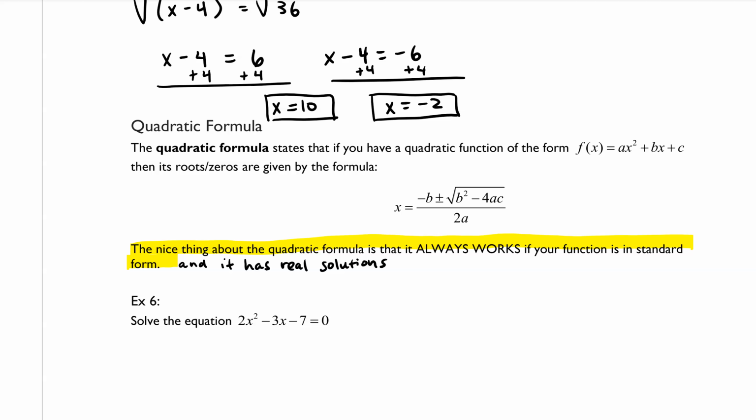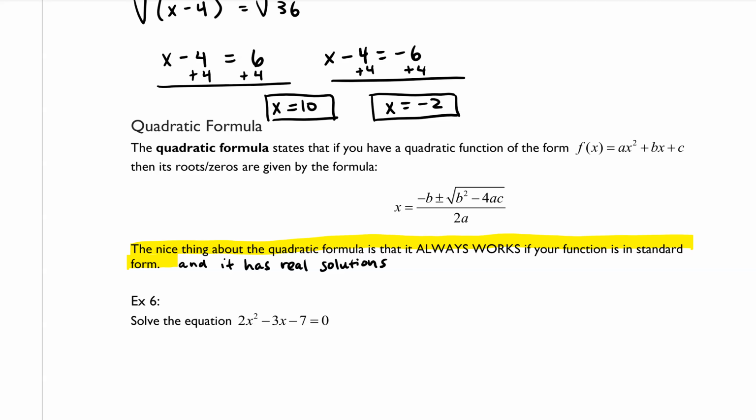And so the quadratic formula states that if you have a quadratic function in standard form, then its roots or zeros are given by the formula x equals -b plus or minus the square root of b squared minus 4ac, divided by 2a. Now I'm sure many of you have already seen this formula before. It's repeated over and over again in algebra classes, so you might have seen it in high school or maybe in an algebra class somewhere else.